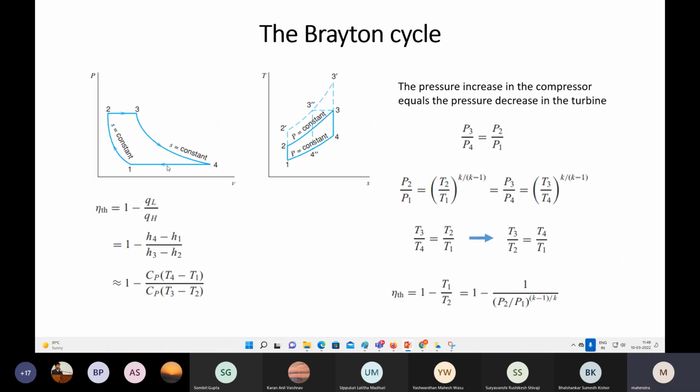So then the heat rejected QL is H4 minus H1, and the heat addition is H3 minus H2. Okay, that we have added. Enthalpy is anyhow m Cp delta T. In terms of that, we have changed this formula. These are all simple things, as you know.